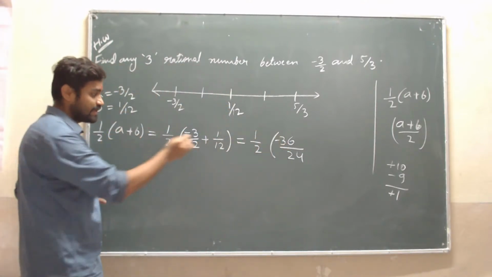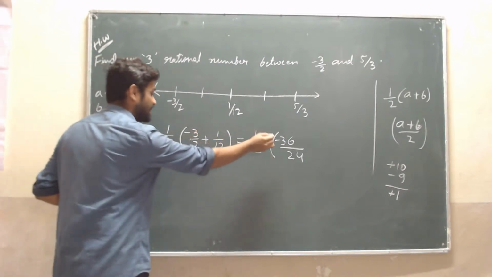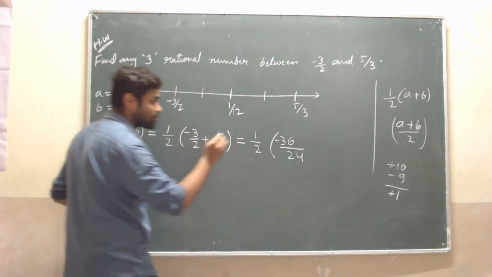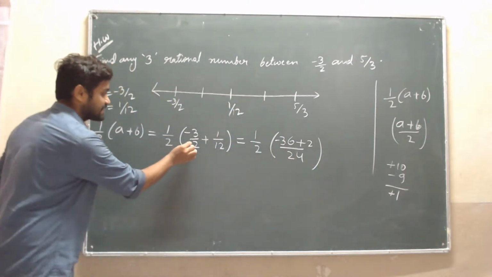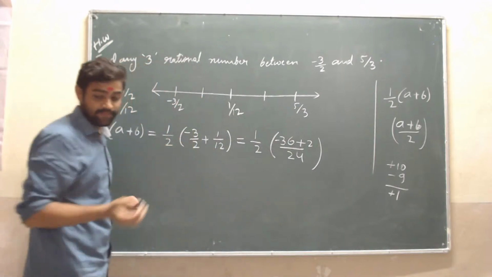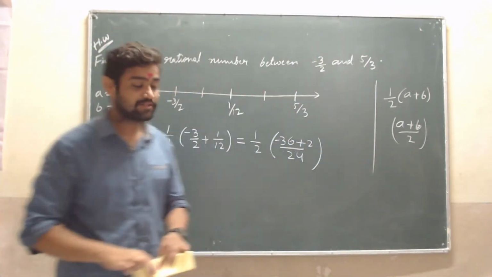Concentrate here. 12 2s are 24. Then 12 3s are minus 36. Then again we have to multiply 2 into 1, which is 2, because plus into plus is plus only. That's why minus 36 plus 2. Then what is the value of minus 36 plus 2?